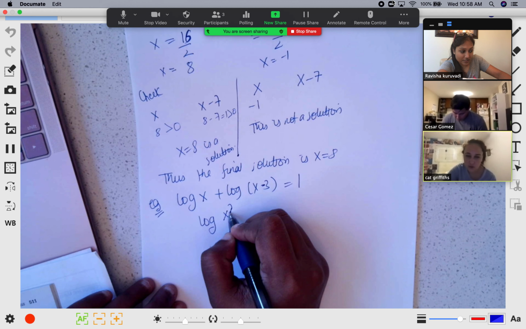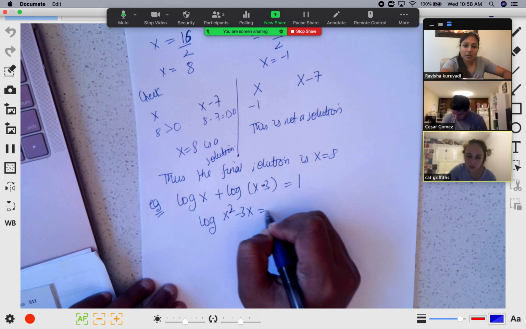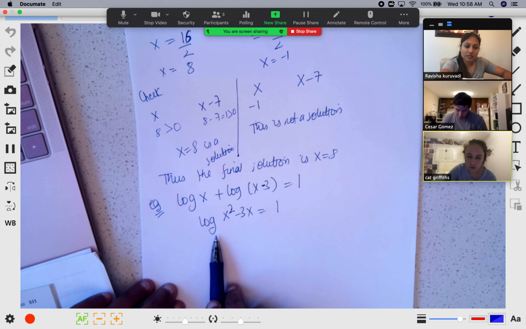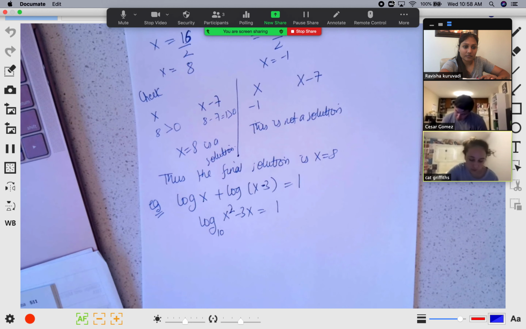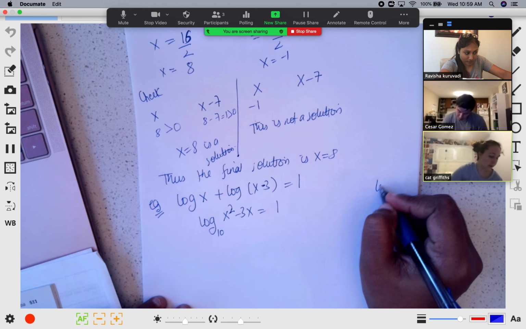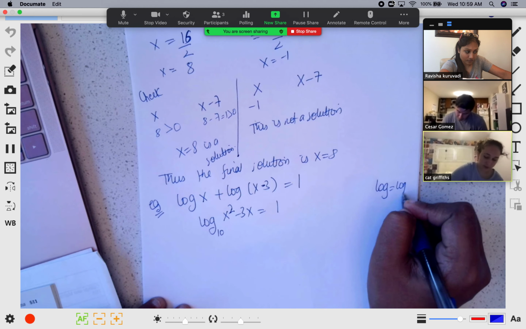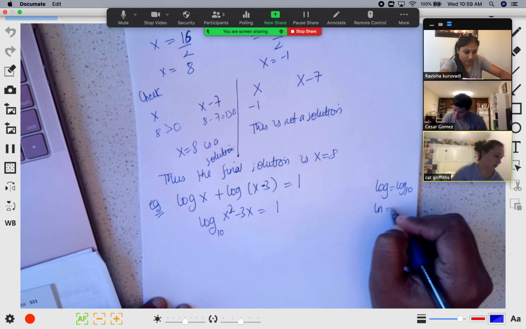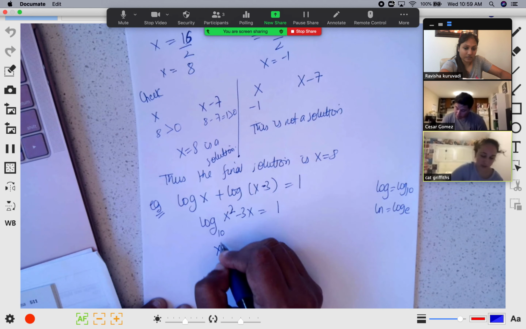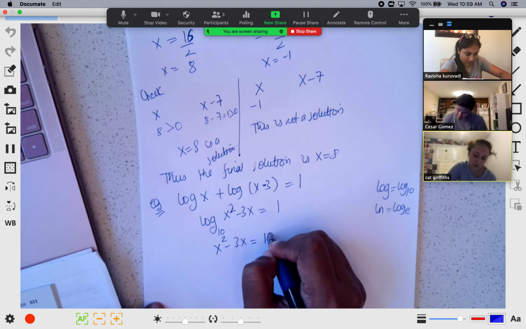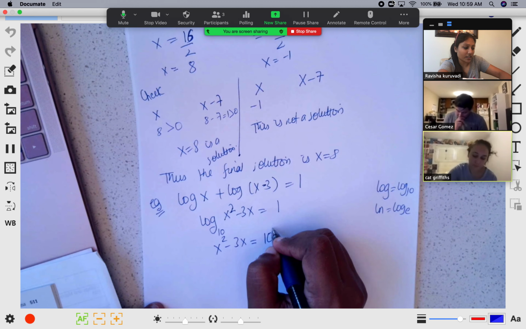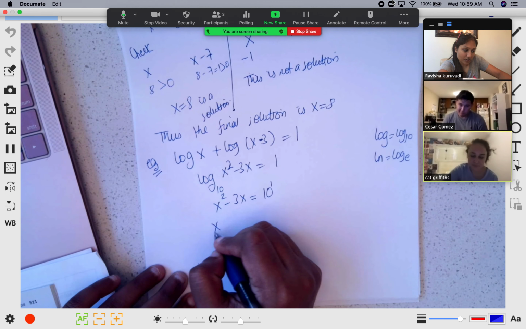Yes, perfect. Okay. When nothing is written, what's my base? 10? Yes, correct. So x squared minus 3x equals 10 to the 1. Yes, exactly. And 10 to the power of 1 is 10. Correct.